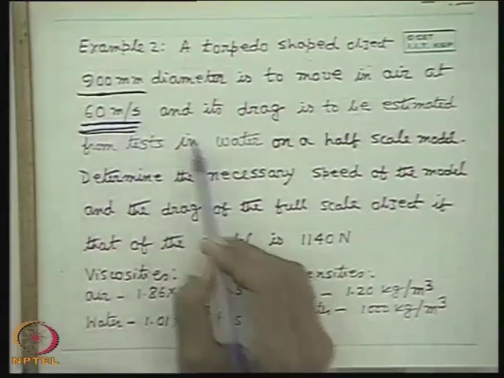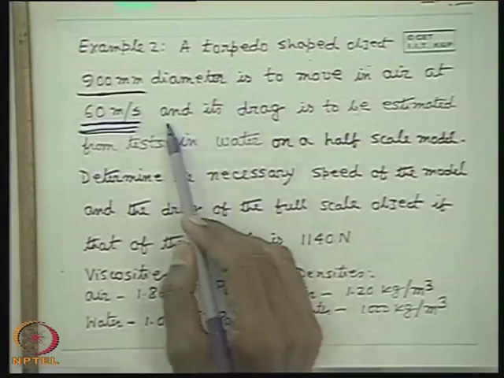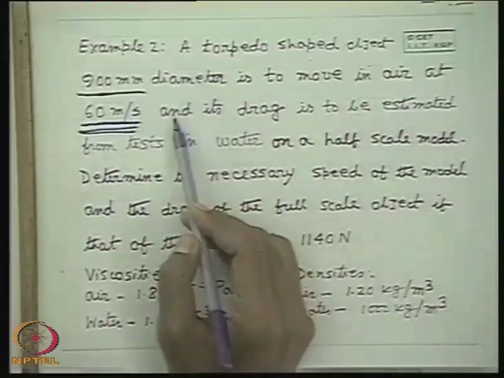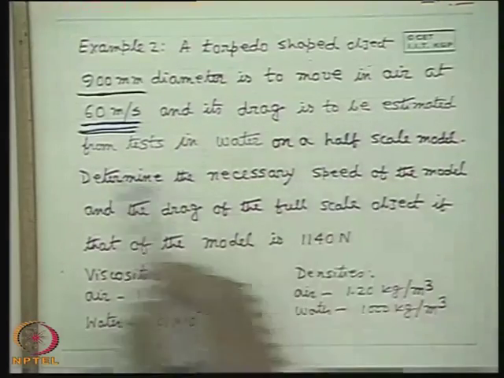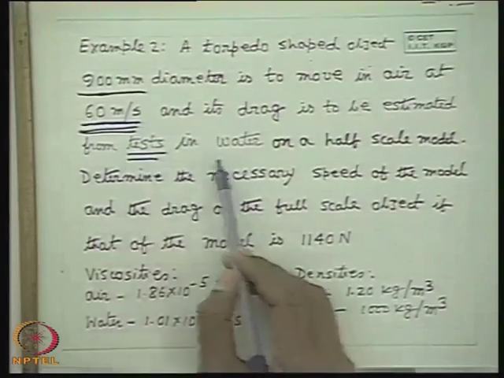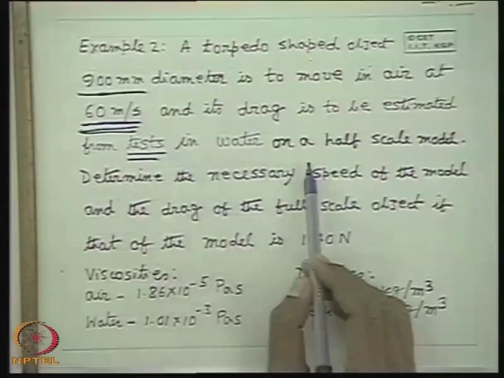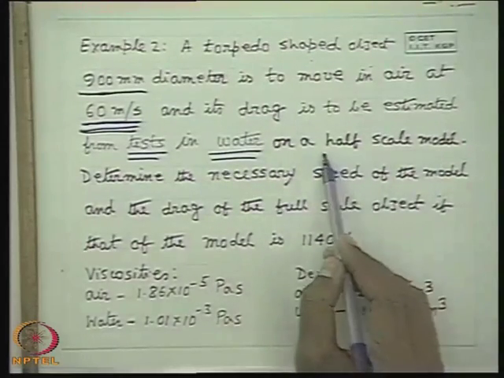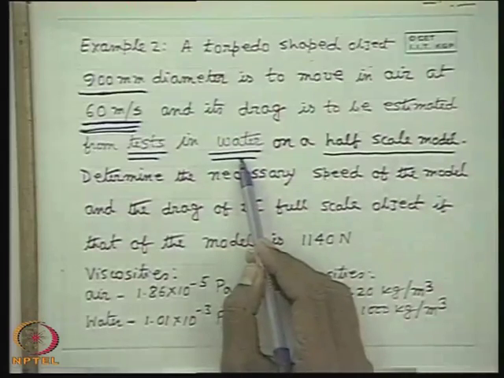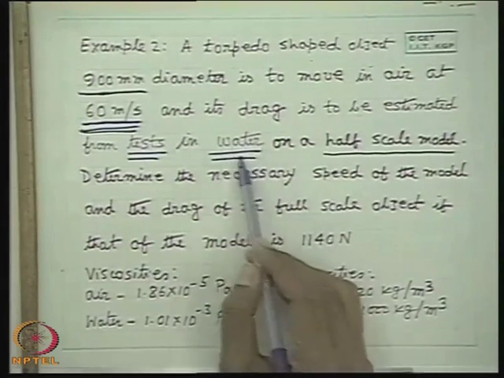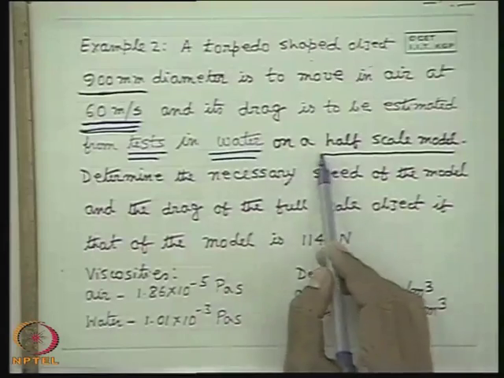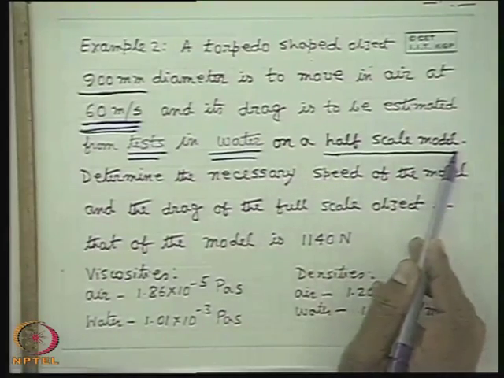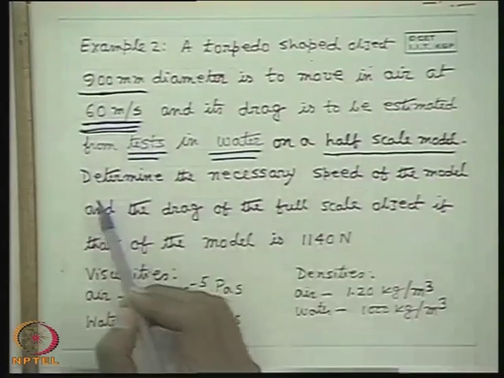This is the velocity of the torpedo, the actual condition, and its drag is to be estimated. Under this condition, the drag force is to be estimated from tests, that means tests in the laboratory in water. So the test has to be made in water, not in air, on a half scale model. Laboratory water is available because the flow of air is difficult to create, but the flow of water may be easier to create. So therefore it is done on a half scale model, that means the size will be half.